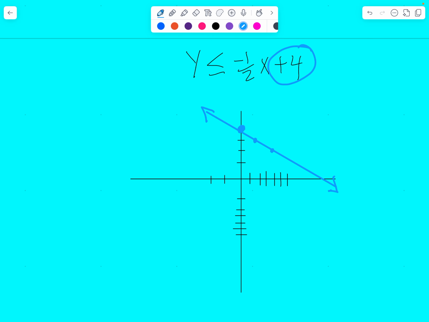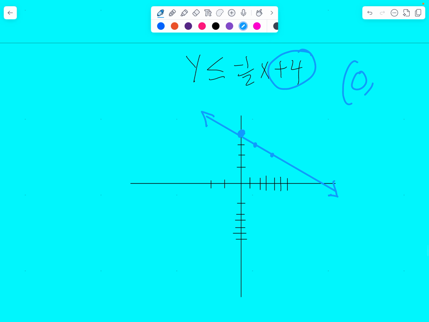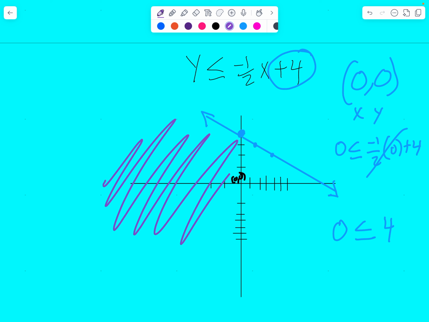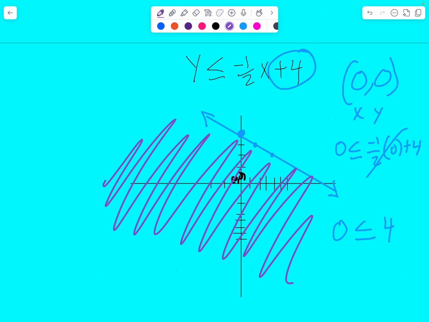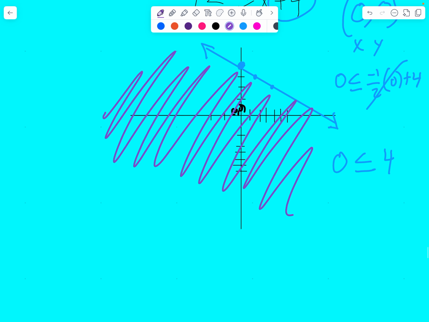I need to test if this is a true statement using our magic point 0, 0. So let's plug in 0. We have 0 is less than or equal to negative 1/2 times 0 plus 4. What's negative 1/2 times 0? 0. Is 0 less than or equal to 4? It's not equal to 4, but it is less than, so this is true. So I'm going to shade the side that has the test point 0, 0 on it, which is right here. So I'm going to shade this side. That's your answer.